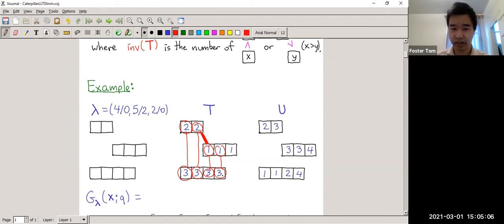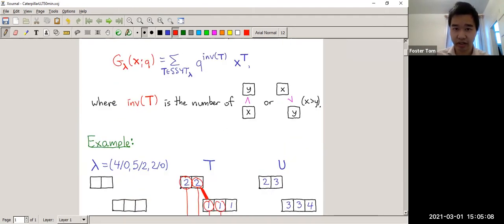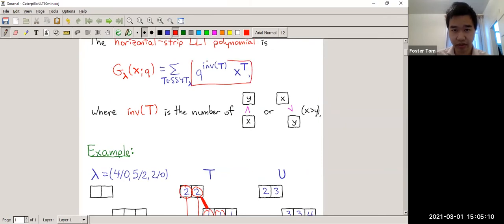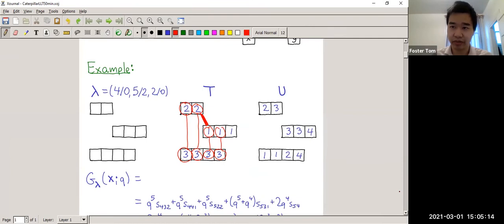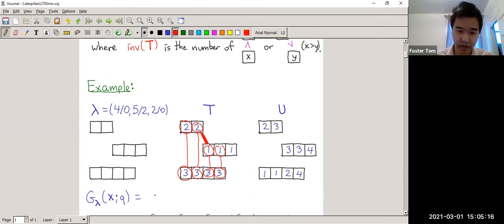So this tableau T contributes this monomial. So q to the number of inversions, and then a monomial that keeps track of the entries of the tableau. So I've got a bunch of other terms, and then I've got a q to the 5. I've got 3 1s, 2 2s, and 4 3s in this tableau. So T contributes this monomial to the LLT polynomial.